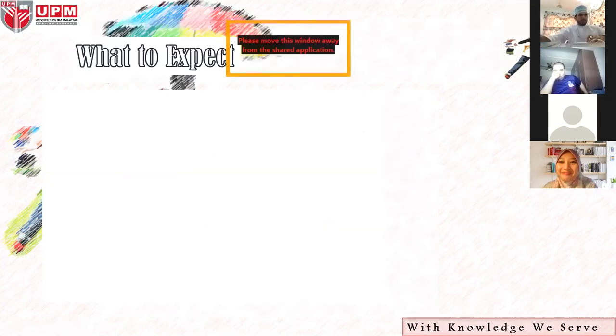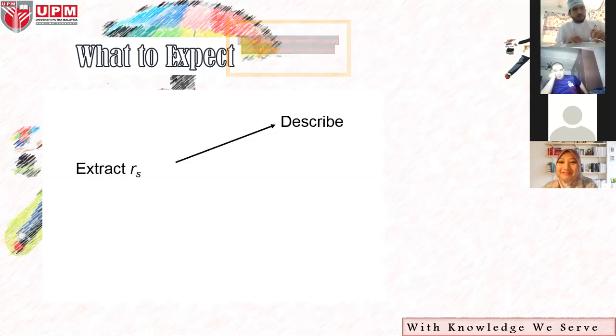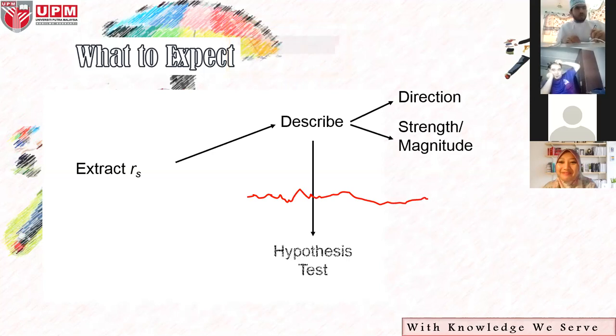My suggestion for this course, I prefer you to use the more practical way of stating your hypothesis. If possible, don't use rho S or rho, just use the overall statement of hypothesis. So this one I skip, it's fast.